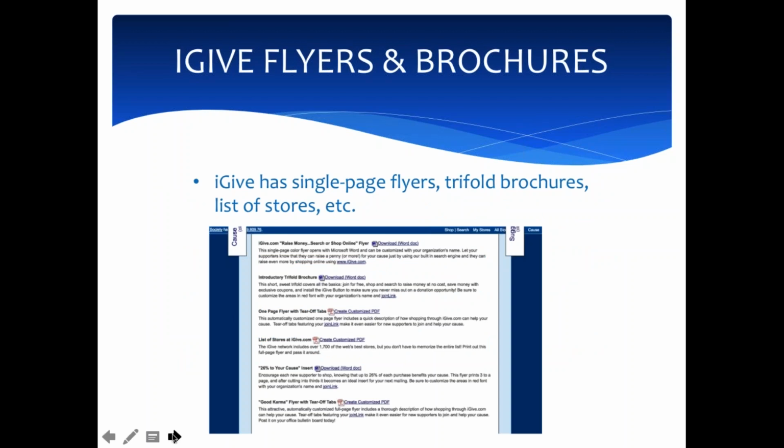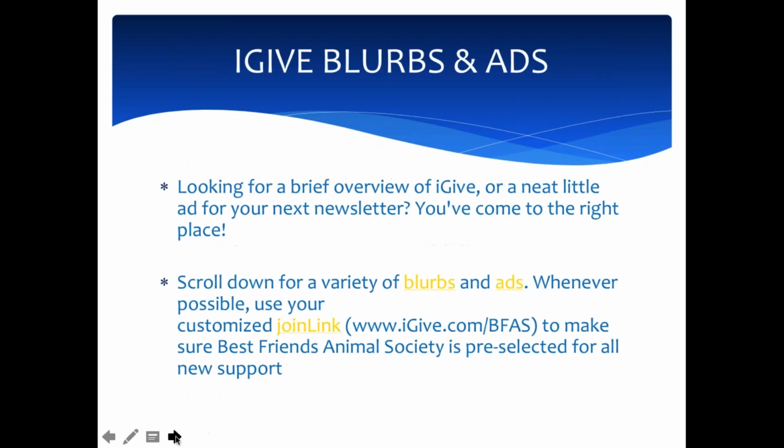I just wanted to show all the different things that we have. It makes it really easy. You just click that download button. So we have flyers, we have trifold brochures, we have one-page flyers, we have a list of all the stores if you want to know, we have a Good Karma flyer. So there's over a half a dozen types of flyers that we've made available. And like I said, if there's anything else that you think you need or want, just shoot us an email at support, and we'll create that for you.